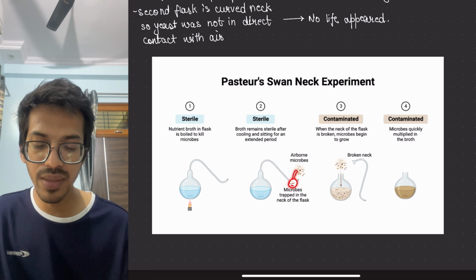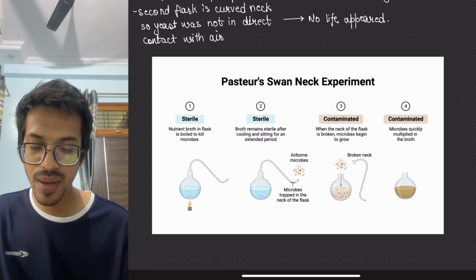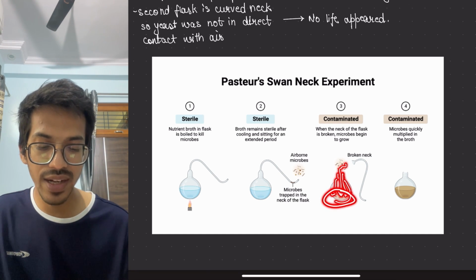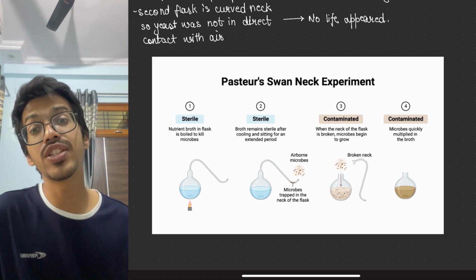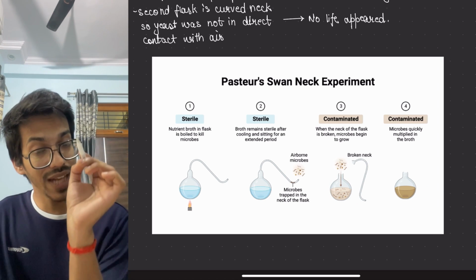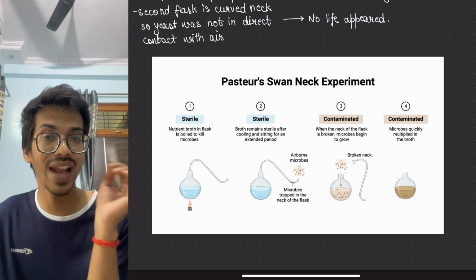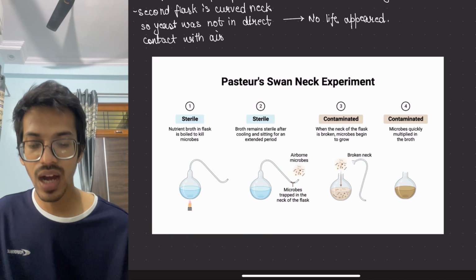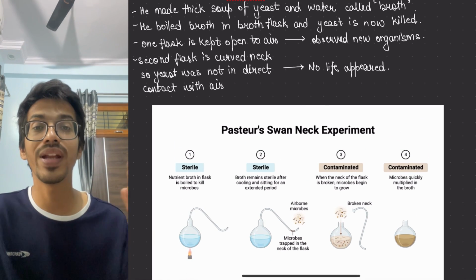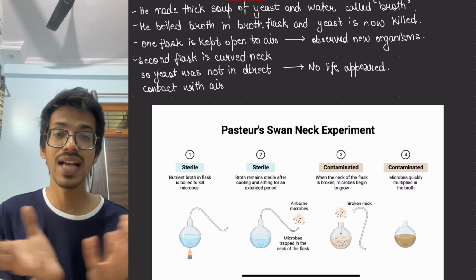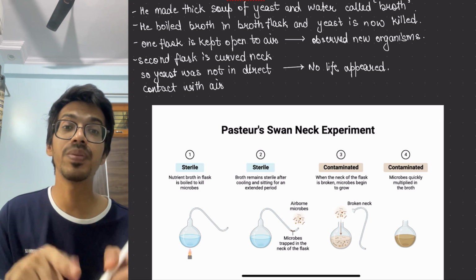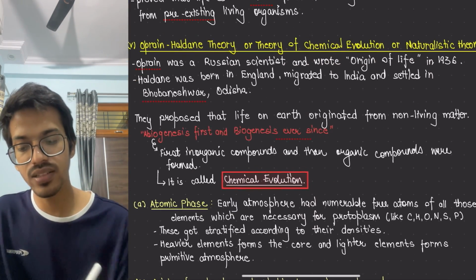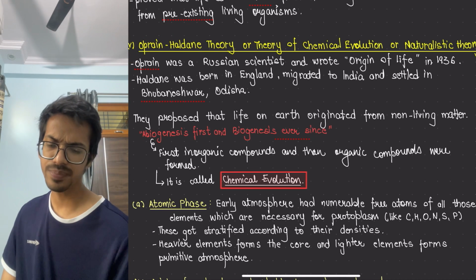But in the next, he broke the swan neck, and now this is opened and all the microbes can reach here, and it contaminated the broth. This tells us that if it is broken, no new life form can come up there. So here it has been shown that new life appears only when the substance is available to be contaminated by pre-existing life. Clear with this?